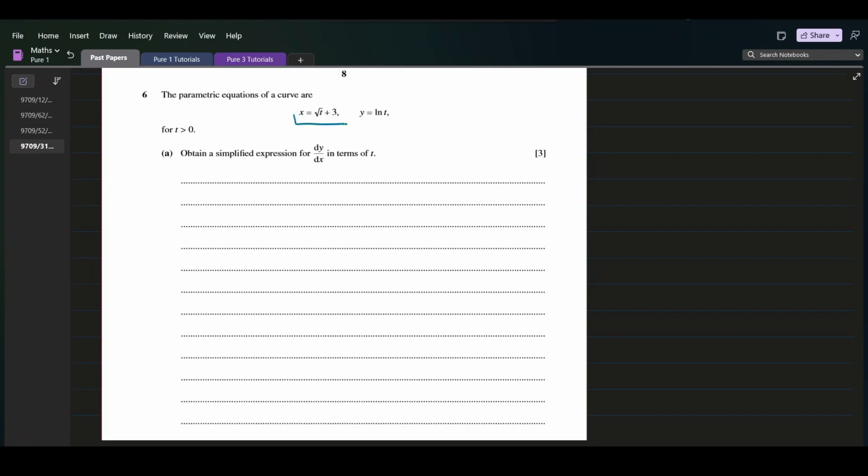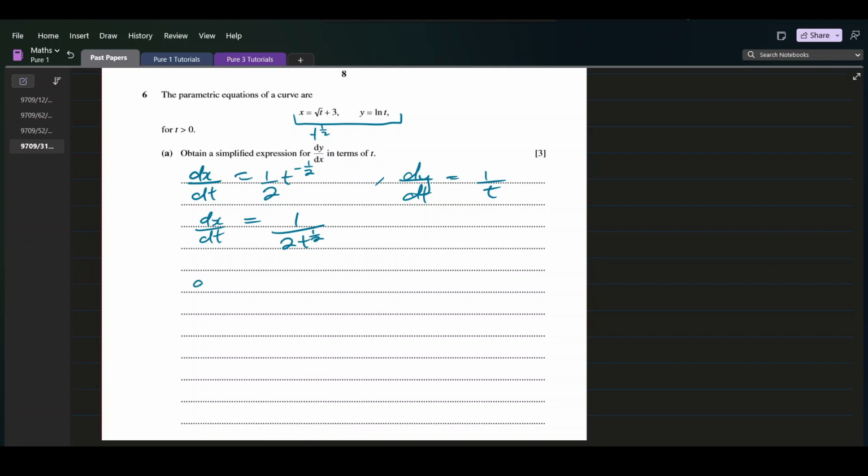Okay, so let's start by differentiating our parametric equations. So dx/dt: root t is the same as t to the power half. If we differentiate it, we get half t to the negative half, and then 3 is a constant, so it will give us 0. And if we differentiate y equals ln t, we get dy/dt is equal to 1 over t. So I'm just going to rewrite dx/dt with a positive power. So this becomes 1 over 2 t to the power half.